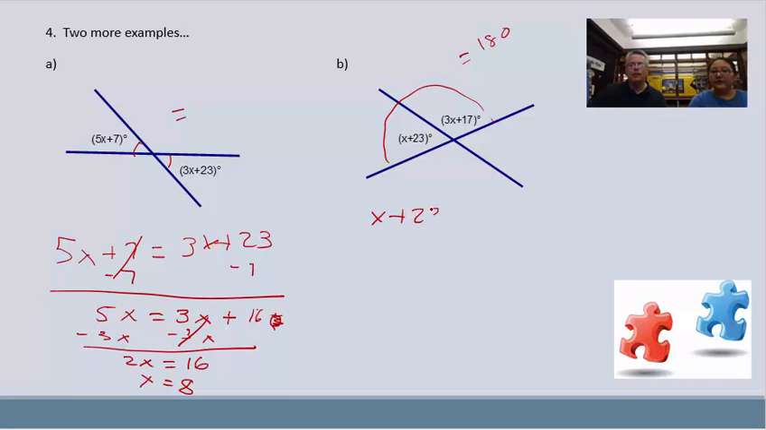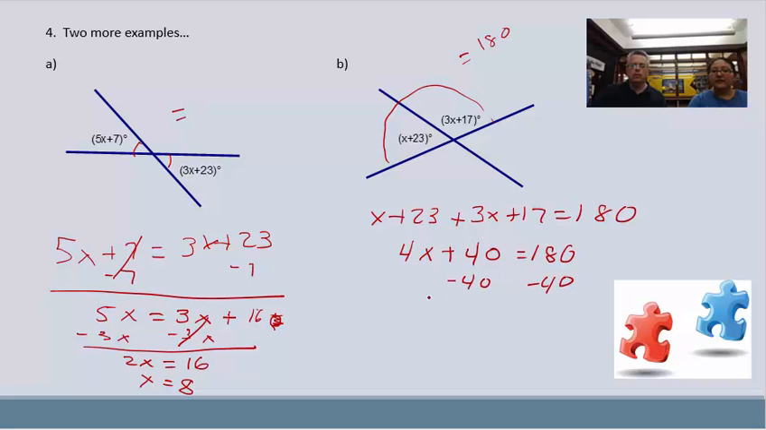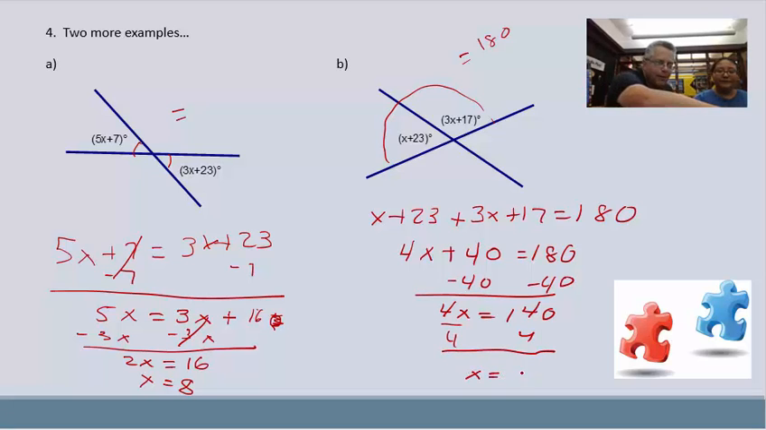And then these add to 180. So this is x plus 23 plus 3x plus 17. That would equal 180. Now we add the x's, that would be 4x. Then we add both whole numbers, so it's 40. That would be 180. We subtract 40 from both sides. So that's 4x equals 140. And then we divide by 4. 140 divided by 4 is 35. So x is 35.